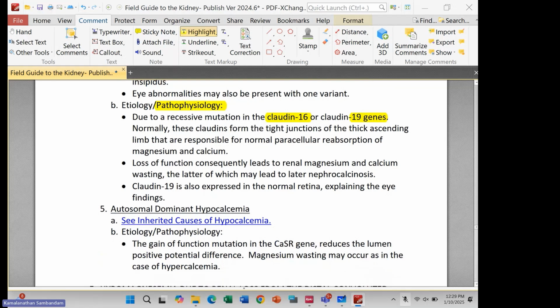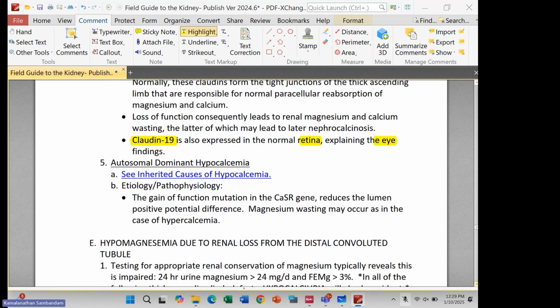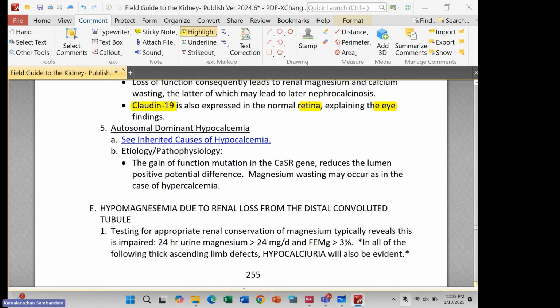And there is also claudin expression in the eye. So you can have, if I remember correctly, a coloboma as a manifestation of the eye abnormalities with this claudin 19 mutation. Okay, so that is another aspect of the syndrome to be aware of. That would not be present for the claudin 16 mutation, but it would with the claudin 19 mutation.